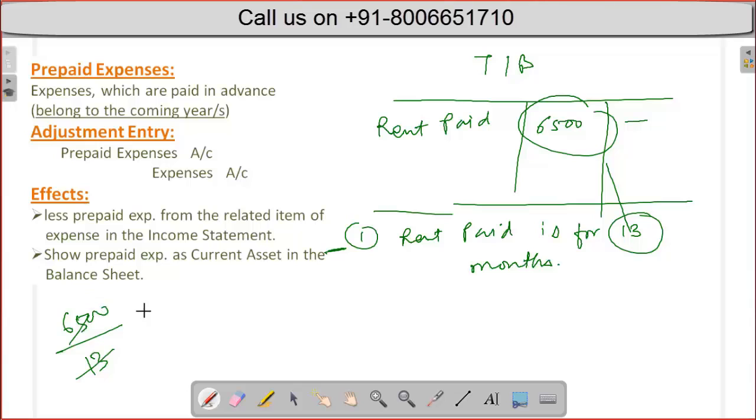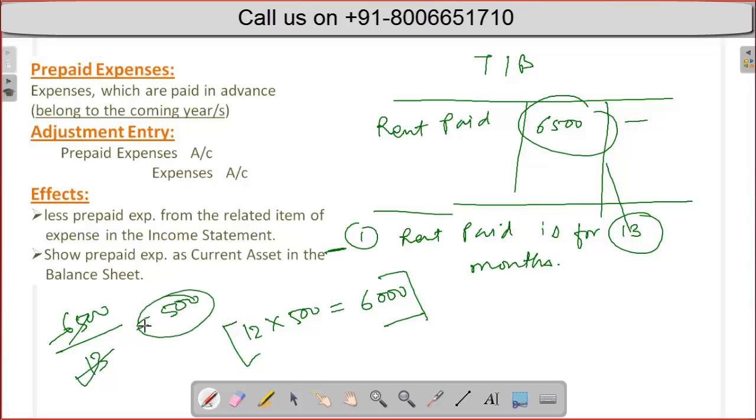So what is the per month rent? I think 500. Per month rent is 500. So it means there are 12 months in a year and we are to pay 500 per month. So total how much amount we are to pay in a year towards rent? 6,000, isn't it? I paid 6,500, no doubt, and that 6,500 belongs to 13 months. So during the year there are 12 months, and at the rate of $500 per month, I have to pay only 6,000. But I paid how much? 6,500. So how much amount did I pay in advance?